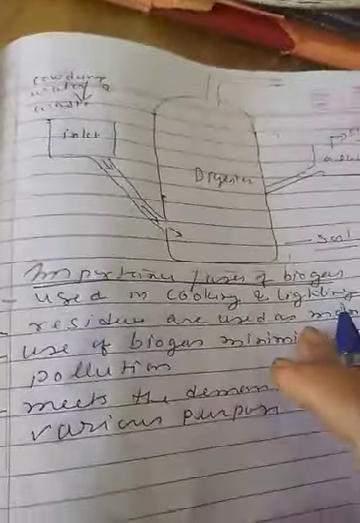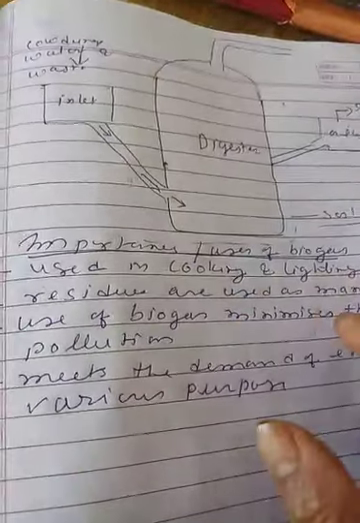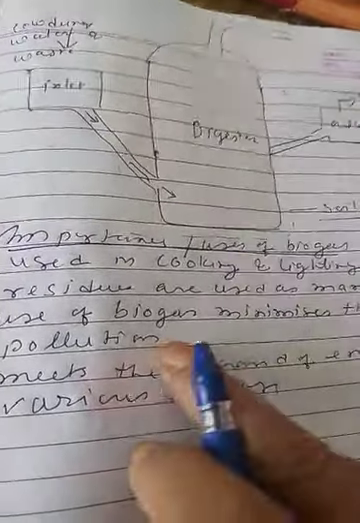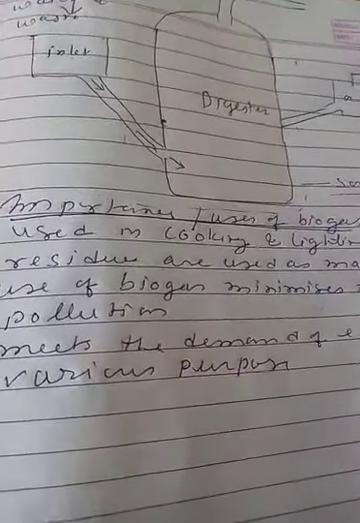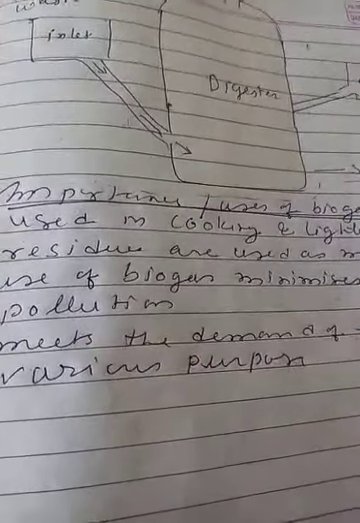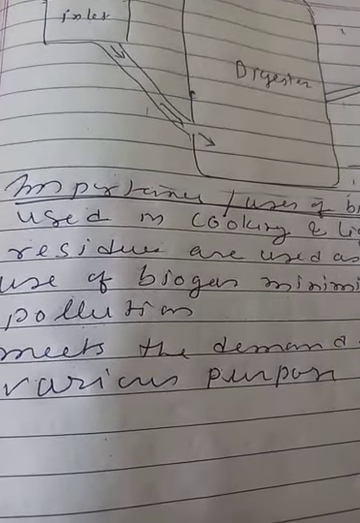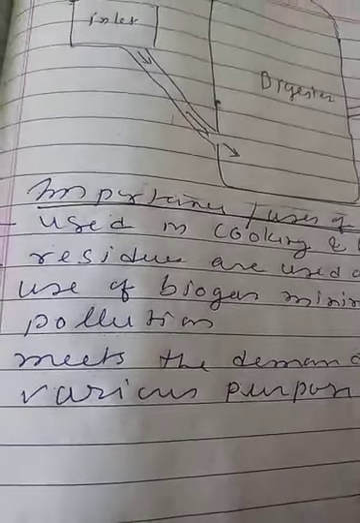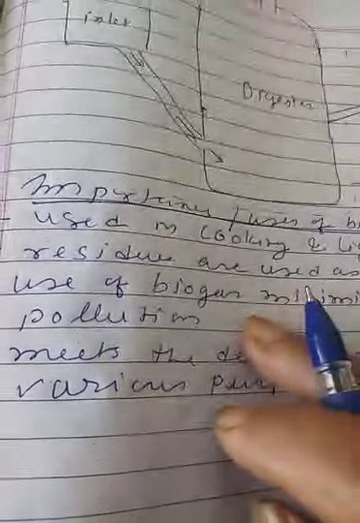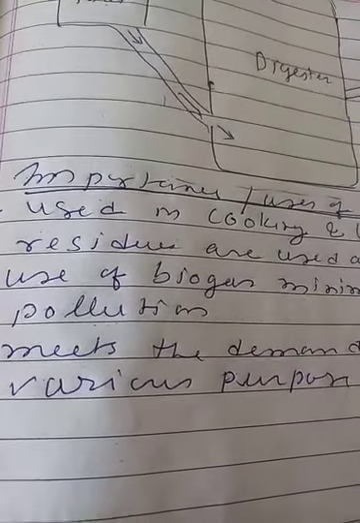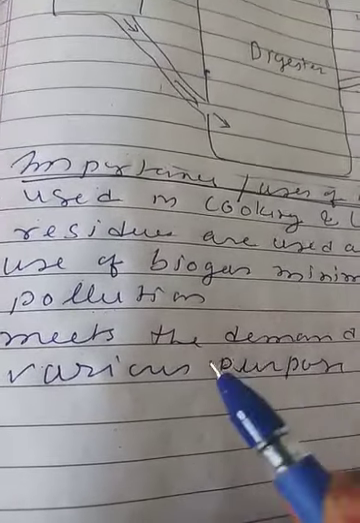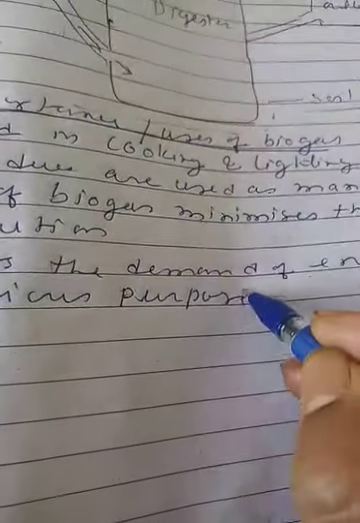So this is the importance. So biogas is used in cooking and lighting, and the residue is used as manure in the field, and use of biogas minimizes the environmental pollution because other fossil fuels, the coal and petrol or other petroleum, cause pollution. But if people use biogas, then it may minimize the environmental pollution. And also the use of biogas meets the demand of energy for various purposes.